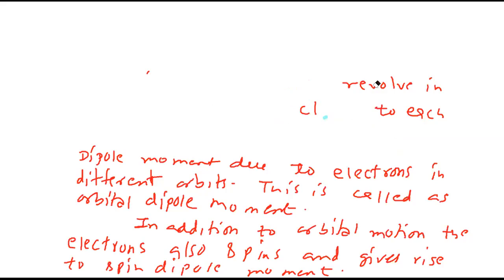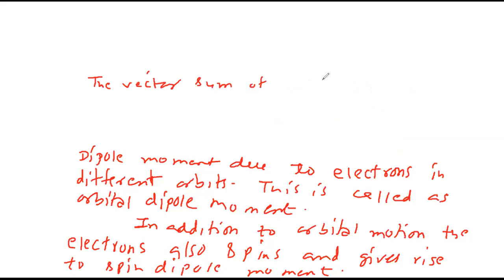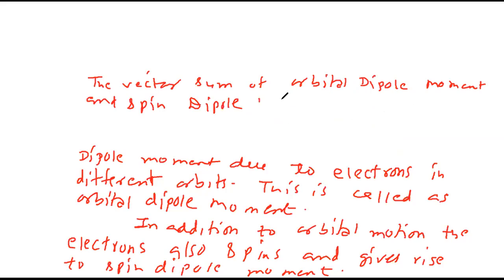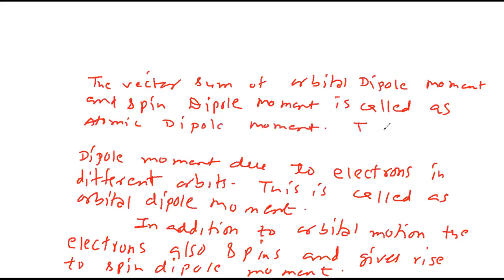One last paragraph. The vector sum of orbital dipole moment and spin dipole moment is called as atomic dipole moment. This is origin of magnetism.